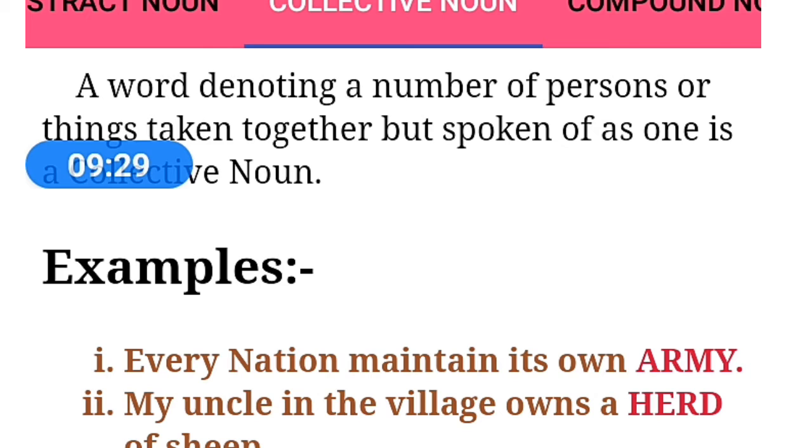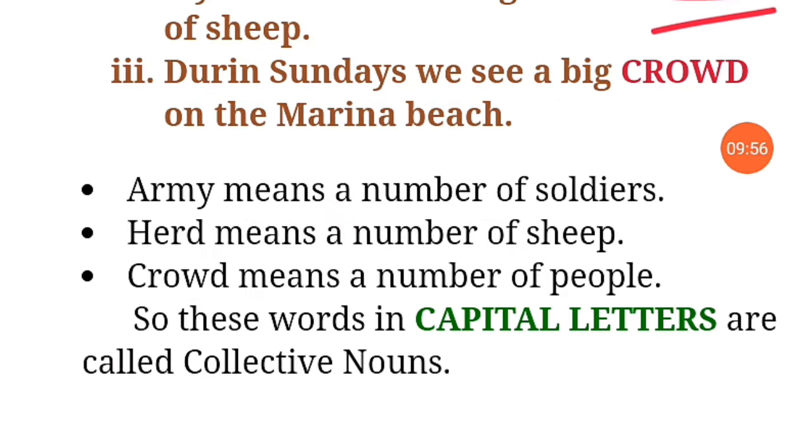Every nation maintains its own army. See here the example. My uncle in the village owns a herd of sheep. Here herd has a capital H and there are various sheep in one herd. Therefore, herd is a collection of various sheep and it is called a collective noun.